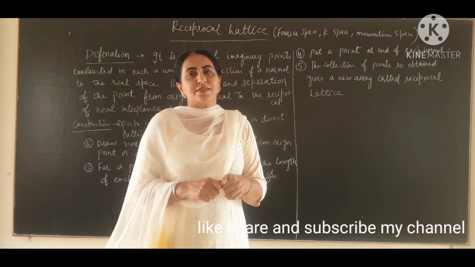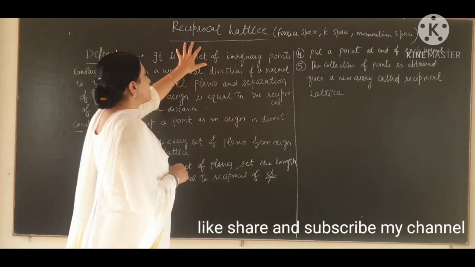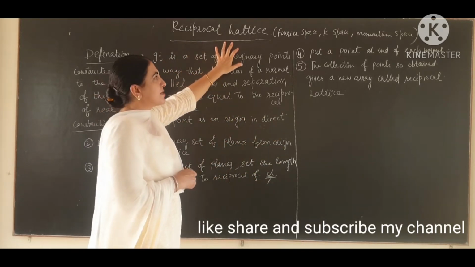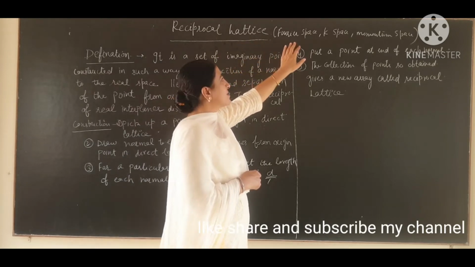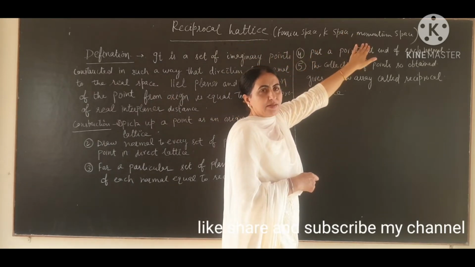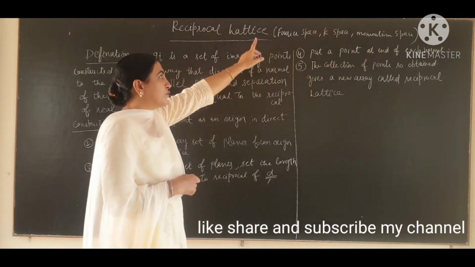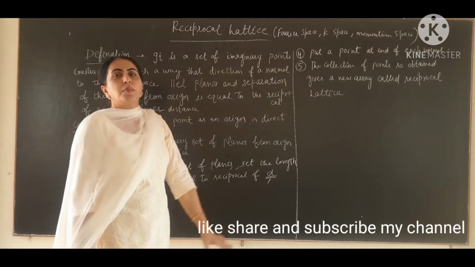So today we will discuss a topic that is a reciprocal lattice. Reciprocal lattice is also called Fourier space, K space, or momentum space. Yeah, other names of this: Fourier space, K space and momentum space.